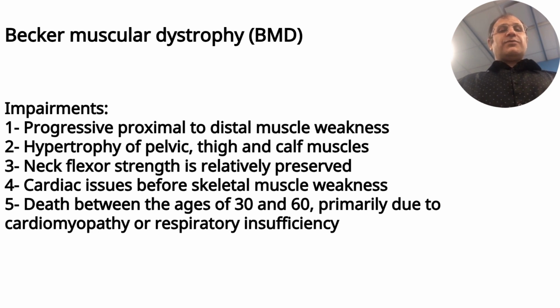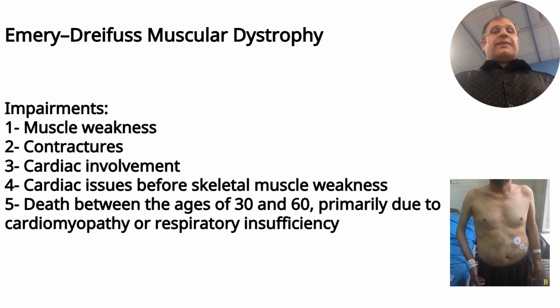Cardiac issues may arise before skeletal muscle weakness becomes apparent. Patients with Becker's muscular dystrophy often survive into adulthood and remain ambulatory beyond the age of 16. Death usually occurs between the ages of 30 and 60, primarily due to cardiomyopathy or respiratory insufficiency.